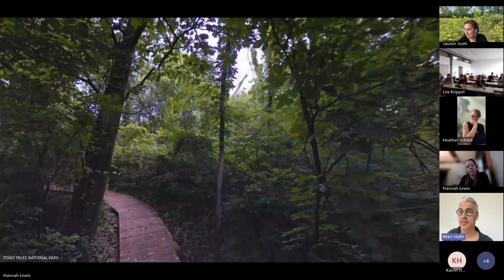And this is what the forest looks like at Point Pelly. So we can anticipate in maybe 10 or 15 years, maybe a bit longer, this is the kind of forest we can anticipate at Leslie Lookout in Toronto.